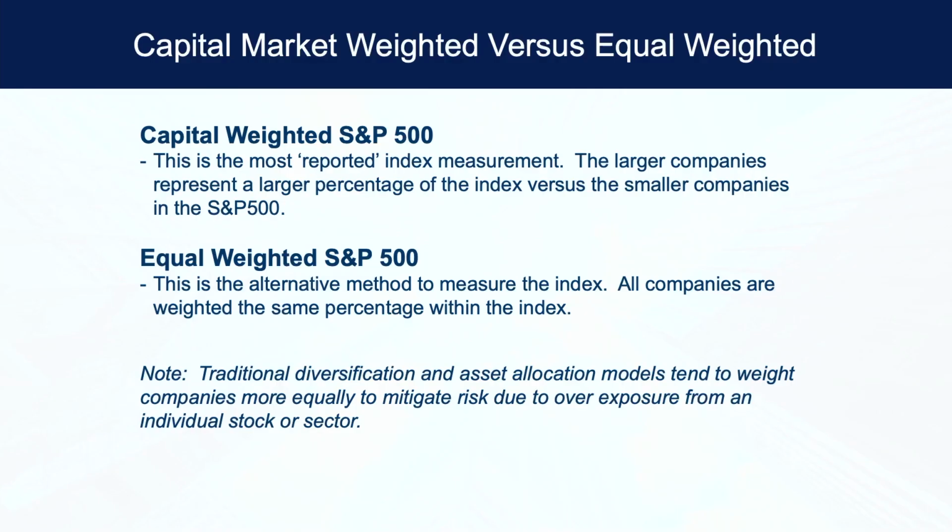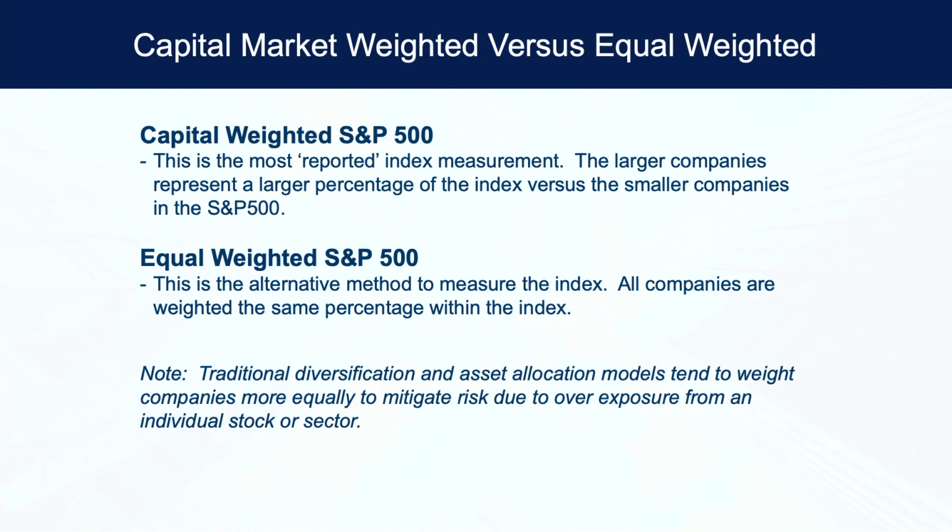So the capital weighted really is the most reported index measurement, and that's going to hold true with most indexes out there. It's where the larger companies represent a larger percentage of the index versus the smaller companies in the S&P 500. So you got 500 stocks, but you might have, let's say, Apple is weighted at 7%, and then you might have this obscure small company that just came into the S&P that maybe only has 0.5%. So it's not equally weighted.